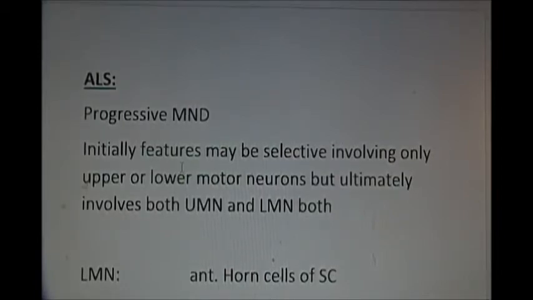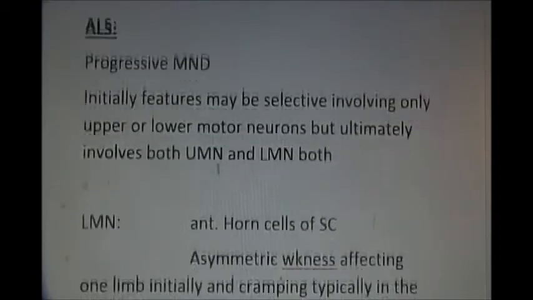Amyotrophic lateral sclerosis, ALS. There is no treatment for amyotrophic lateral sclerosis, and if there is respiratory muscle involvement, there is early death. ALS is a progressive motor neuron disease. The initial features may be selective involvement, only upper or lower motor neuron involvement, but ultimately it involves both upper and lower motor neurons. The patient presents with both types of lesions, even in one limb.